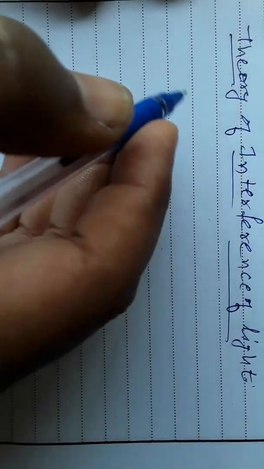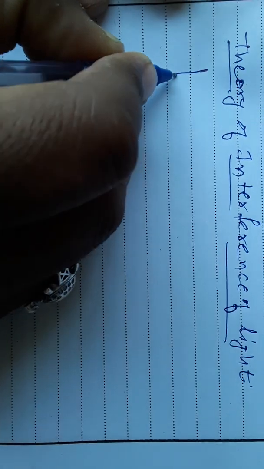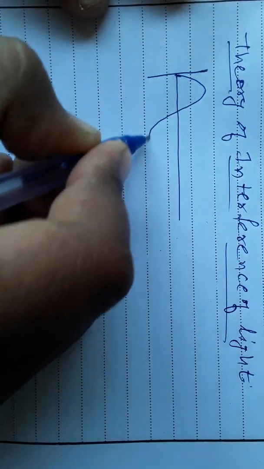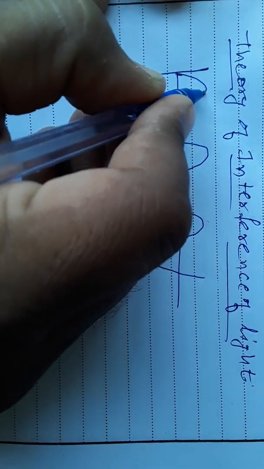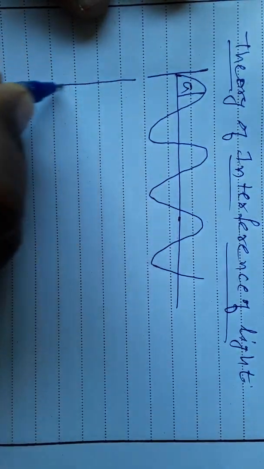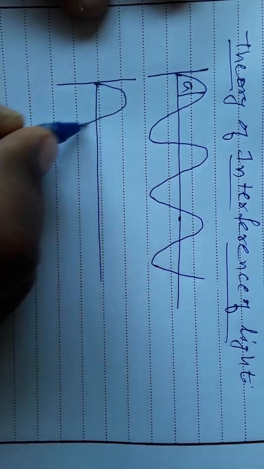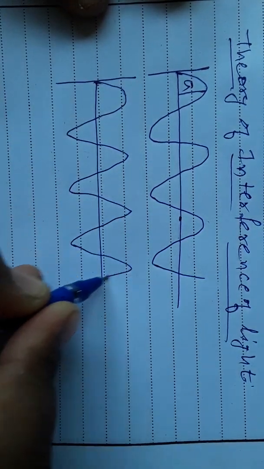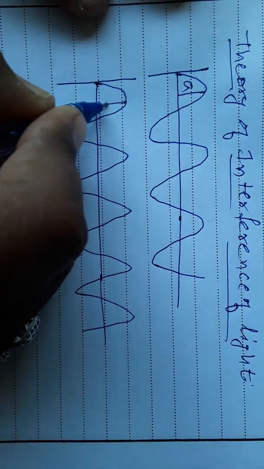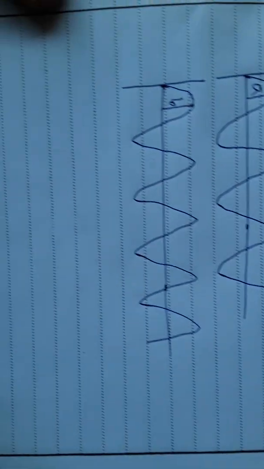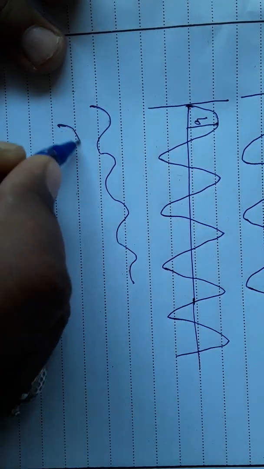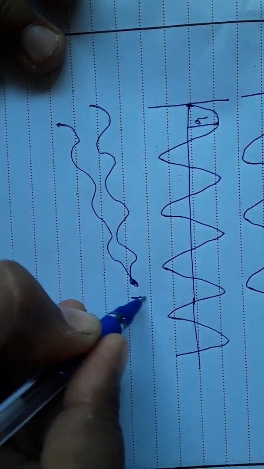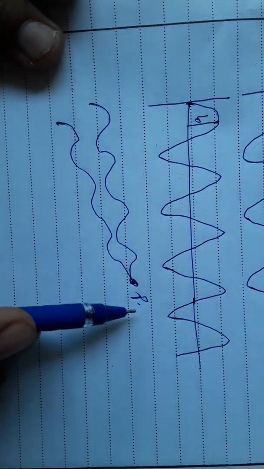So now, the theory of interference of light. Let us consider two light waves, one light wave having amplitude A and the other light wave having amplitude B. Let both the waves come to meet at the point P. This is the point of superposition of waves.